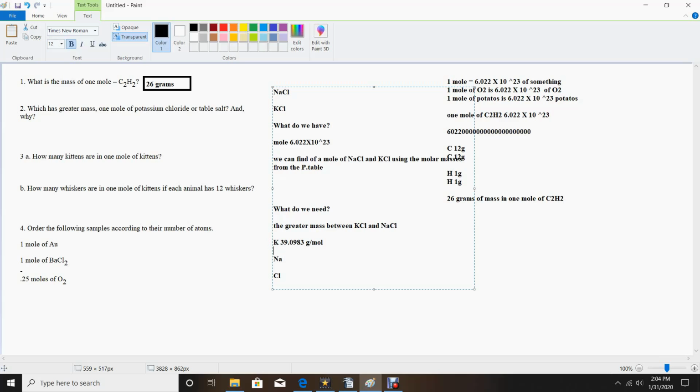The mass of sodium per your periodic table is pretty close to potassium. I'm going to go ahead and make these 5 significant digits. 22.989 grams per mole, and chlorine, 35.453 grams per mole.